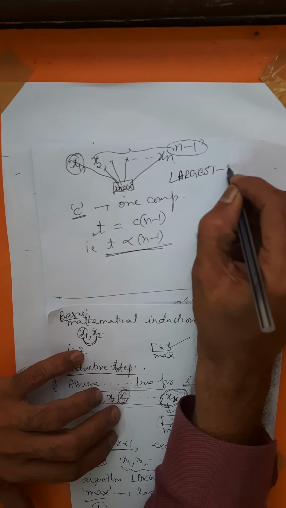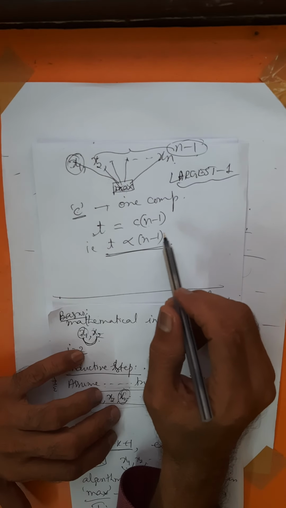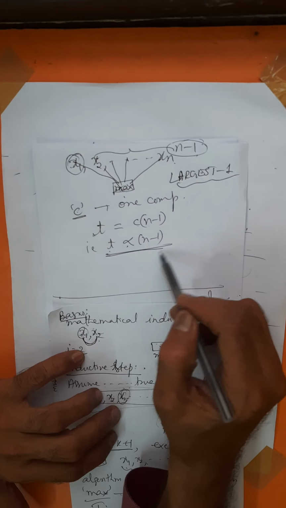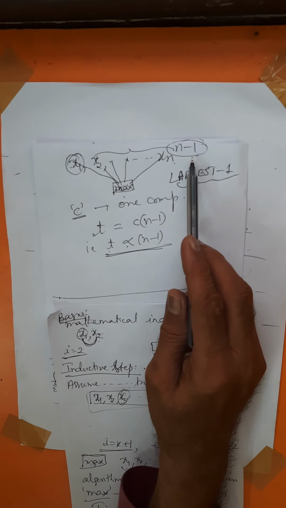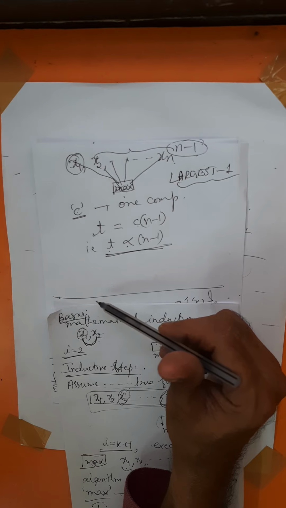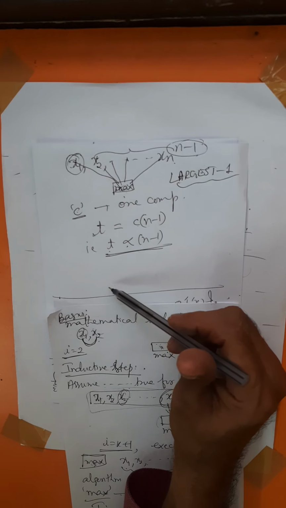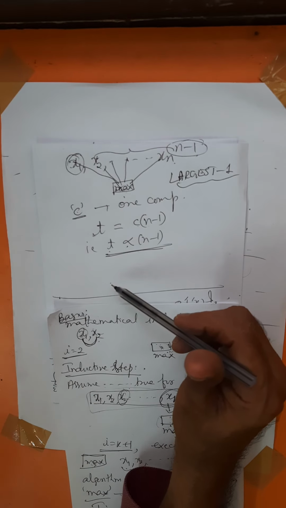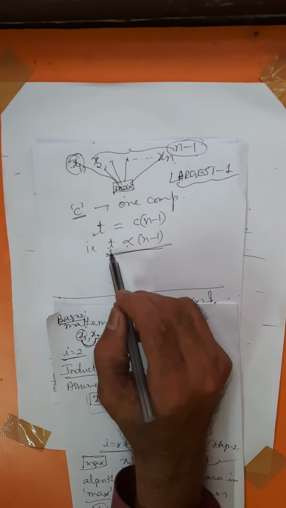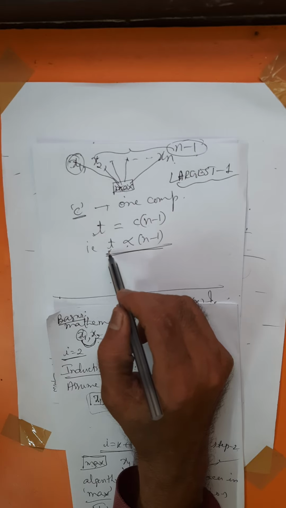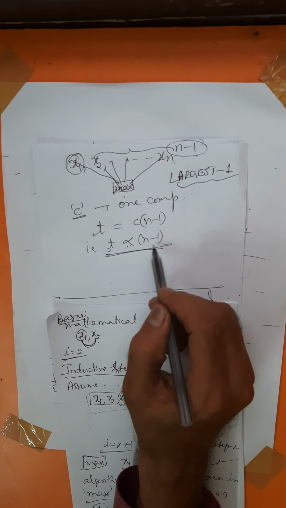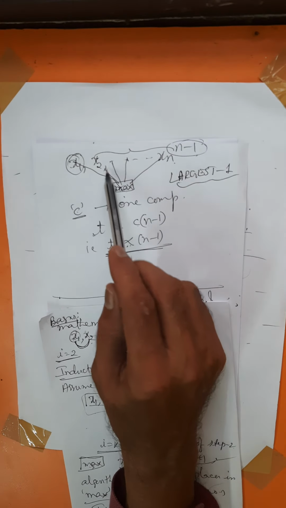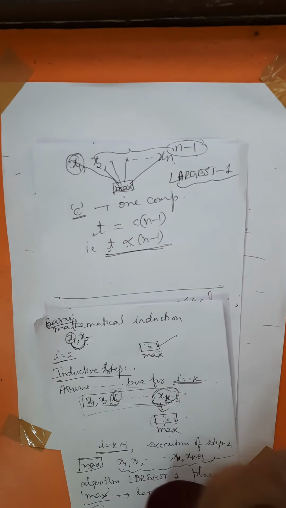The time taken for execution of the algorithm is proportional to the number of comparisons. Time depends on how many comparisons there are. If the comparisons are fewer, the time taken will be less. If comparisons are more, time taken will be more. So the time taken for the execution of the algorithm is proportional to n minus 1. n minus 1 is the total number of comparisons you are making to get the largest of n values.